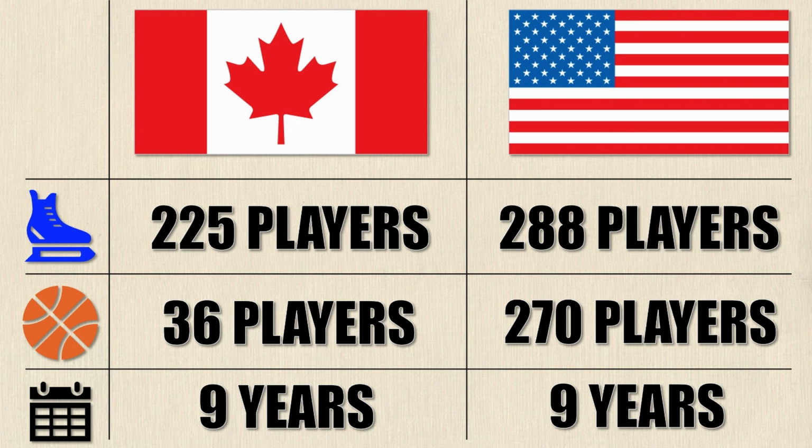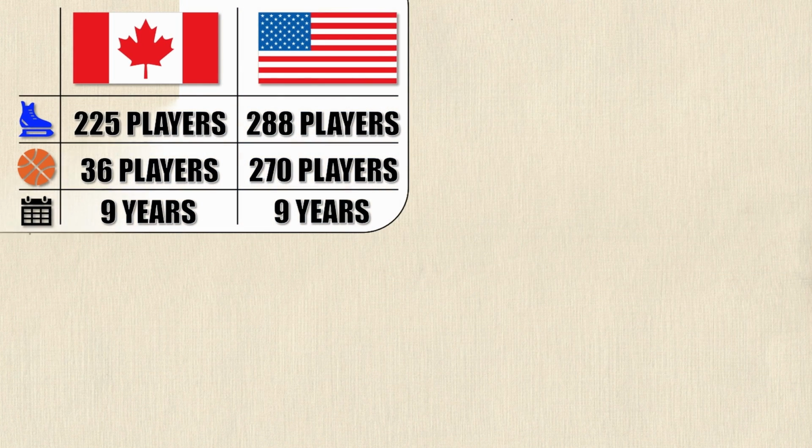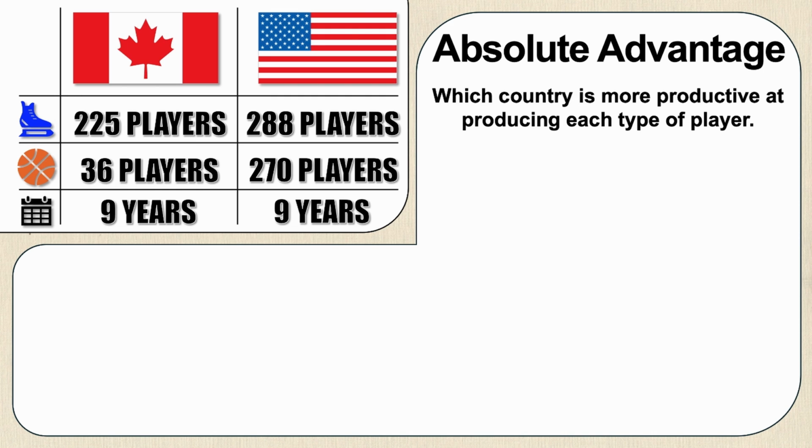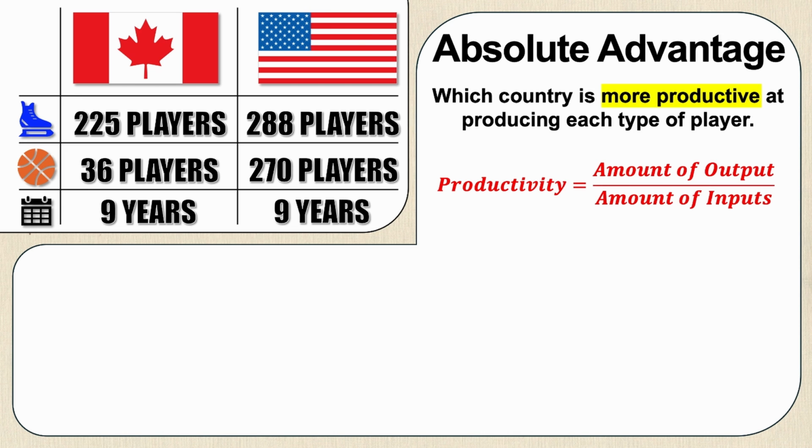So with the example set up, let's take a look at our first type of advantage, and that is absolute advantage. Now, as a reminder, absolute advantage is looking at which country is more productive at producing each type of player. Now, you might be wondering to yourself, well, how do you value who's more productive? Well, there's a nice easy formula for it, and it looks like this. Productivity is equal to the amount of output divided by the amount of inputs.